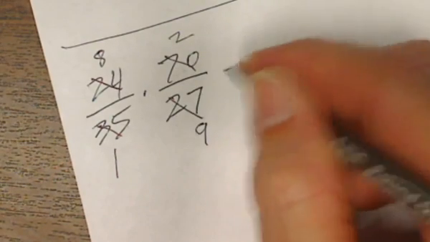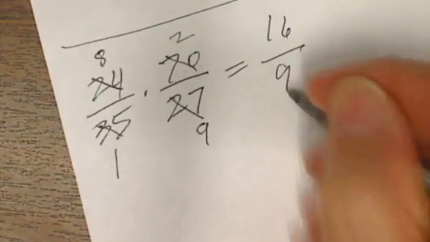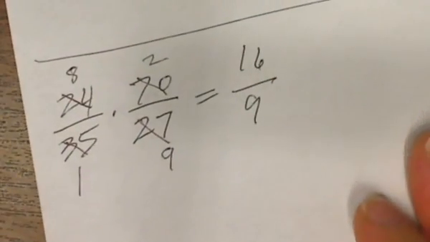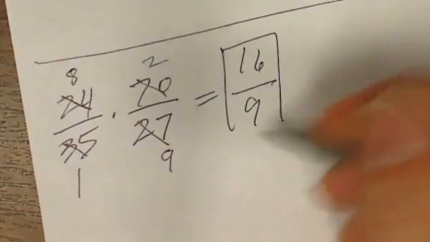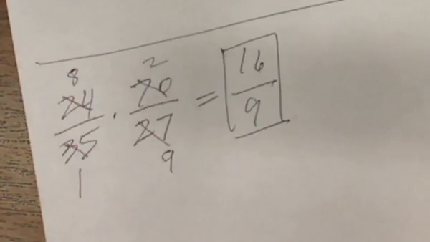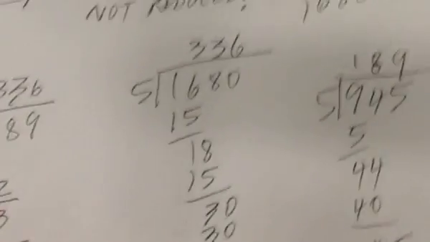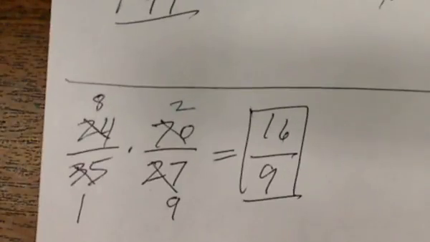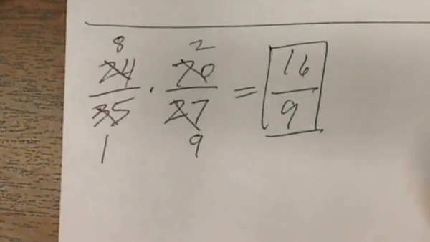If you reduce first, then you multiply the easy numbers. 8 times 2, 16. 1 times 9 is 9. That's the answer we got a while ago. 16 over 9 is the product, and it is in lowest terms. Look at what we did before. All that work. And we can do it by canceling or reducing diagonals.